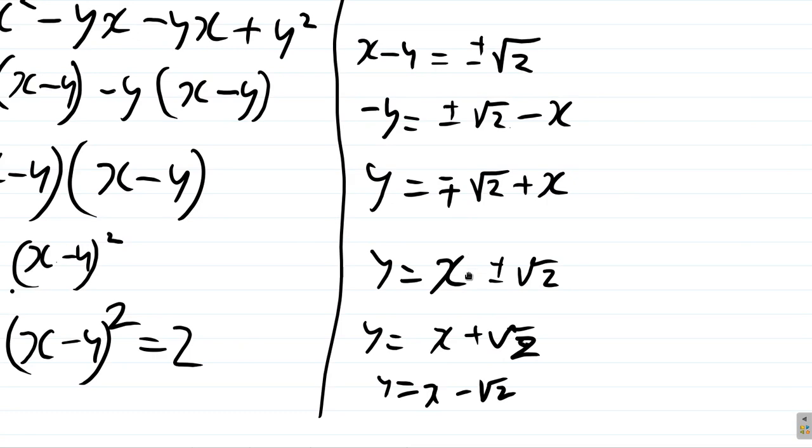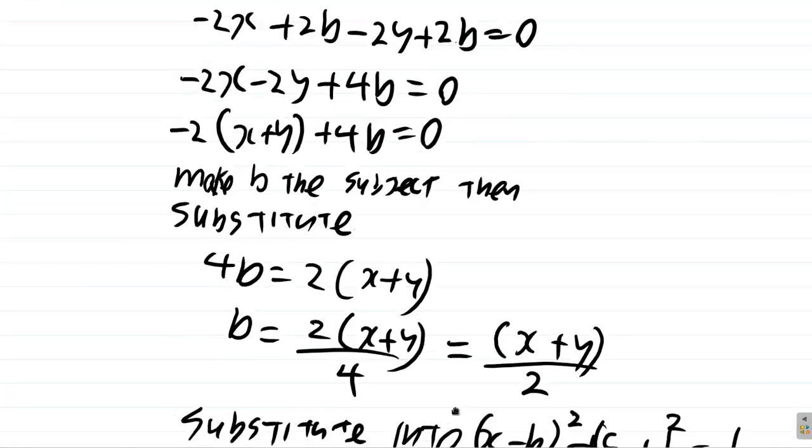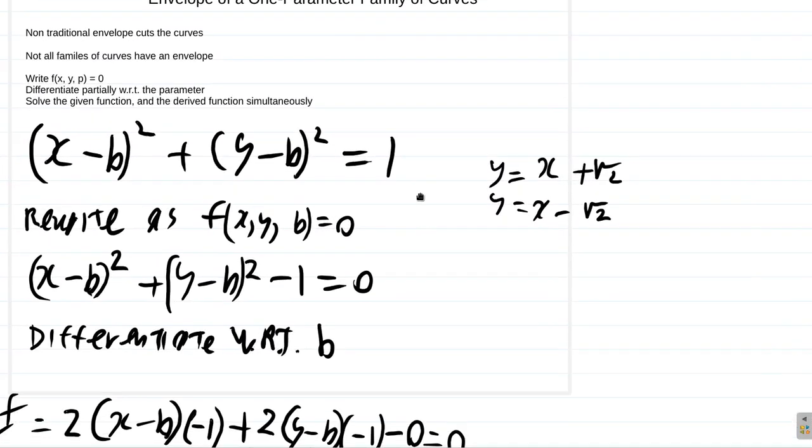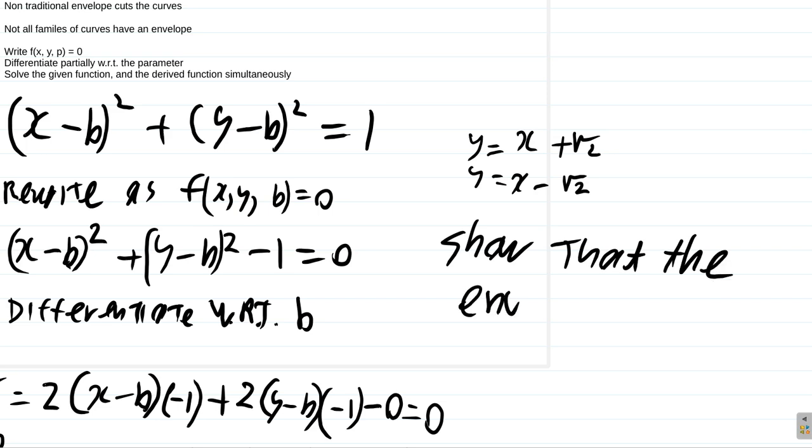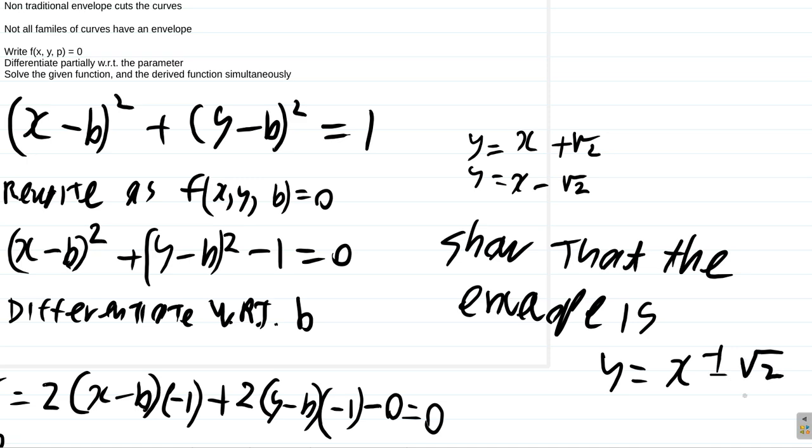but it can be compacted to become this. Alright? So if I want you to work it out fully, I will give you the question and say, show that the envelope is y is equal to x plus or minus the square root of 2. And you would get a lot of marks for that.